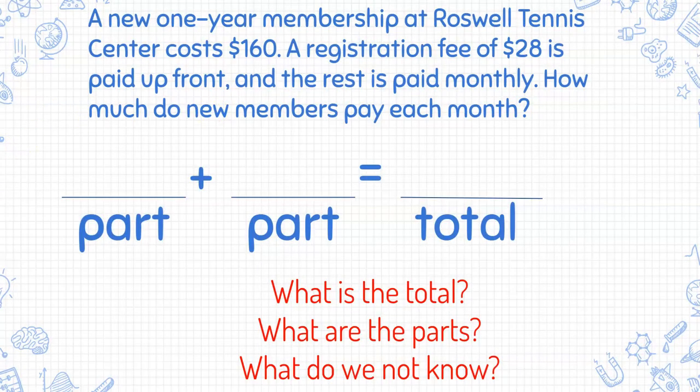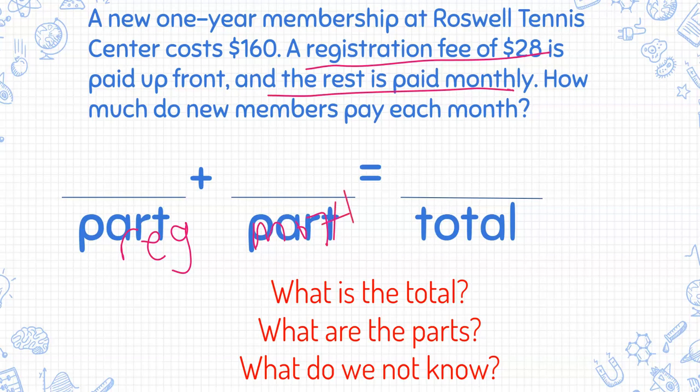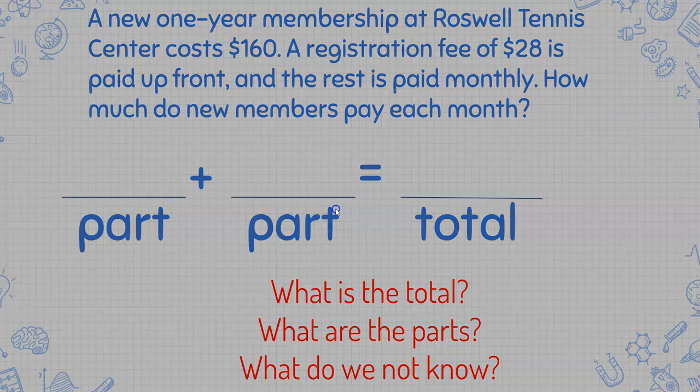Okay, so let me pull out my pen. The registration fee right there is $28, so we're going to have registration right here. And then for the other part, it's talking about paying the rest monthly. So we write monthly payment right there, something like that. That's equal to our total amount.